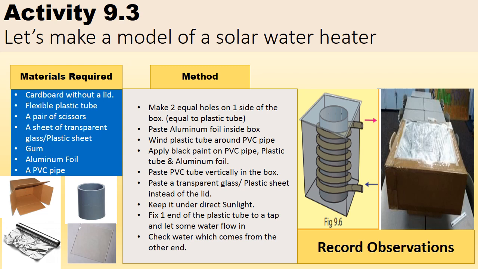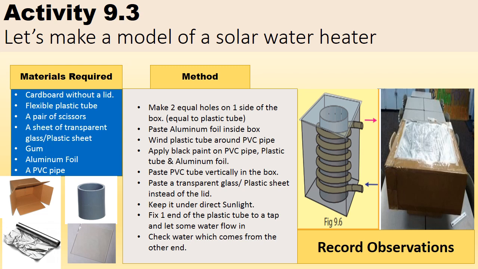And you need aluminium foil paper, that also you have at home or you can get it from the shop, and a PVC pipe which is about 25 centimeters long and 4 centimeters in diameter. So you can measure and cut it and take. So let us see how we are going to make this model.